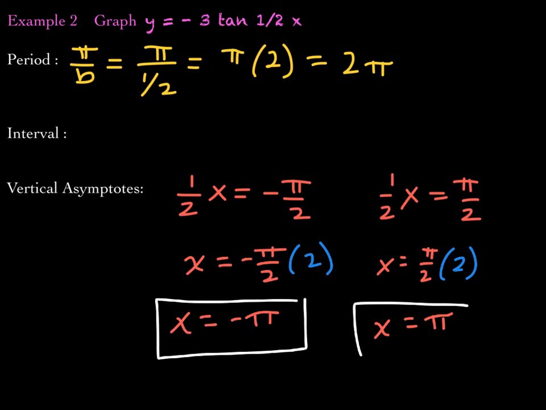Now, this gives us that interval that we were interested in finding, right? The interval over which it completes one period. And so that interval is from negative pi to positive pi. Remember to put parentheses and not brackets because you're undefined at these two endpoints. Those are your vertical asymptotes. Now it's time to take this interval and split it into equal parts. In other words, find that midpoint and your quarter points.